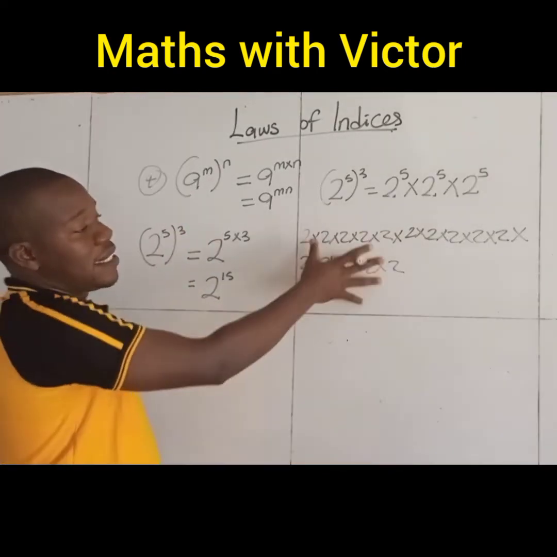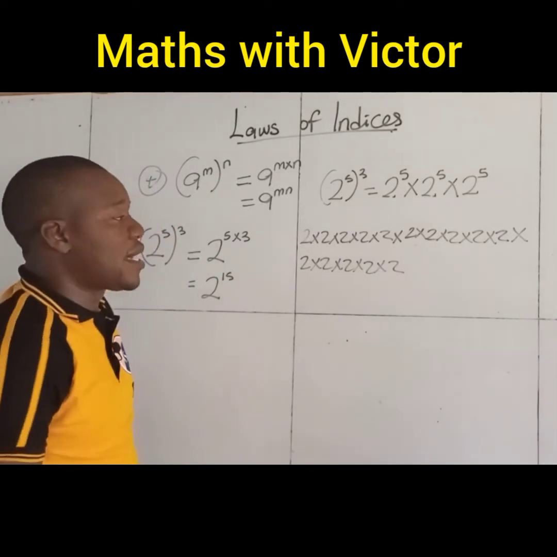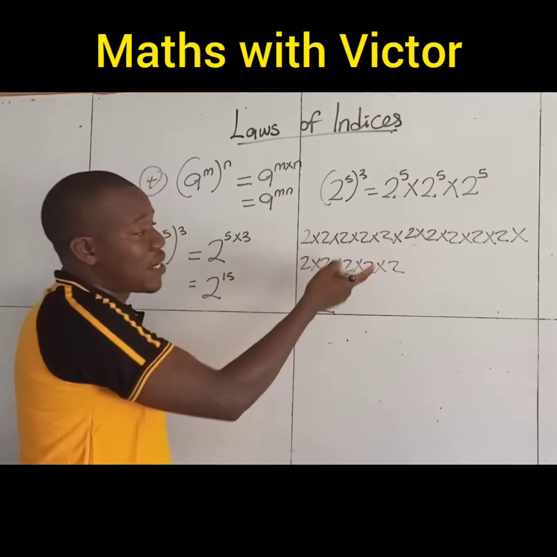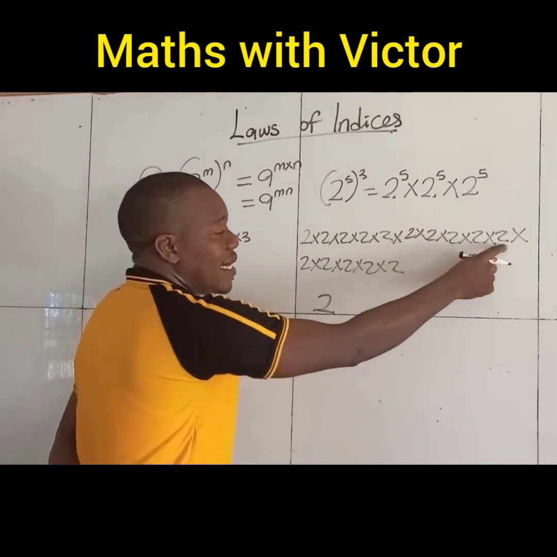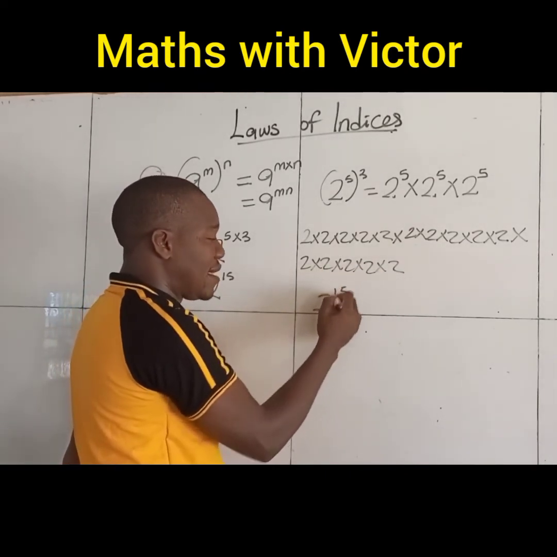But if you look at the expression, we have 2's all through, the same number. So we can convert this back to index form as 2 to the power of, you count how many twos you have: 1, 2, 3, 4, 5, 6, 7, 8, 9, 10, 11, 12, 13, 14, 15. 2 raised to the power 15 as the answer.